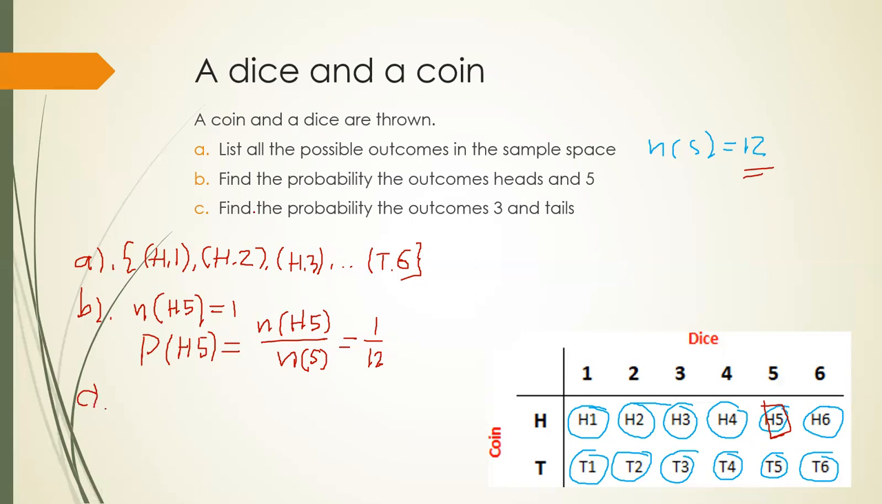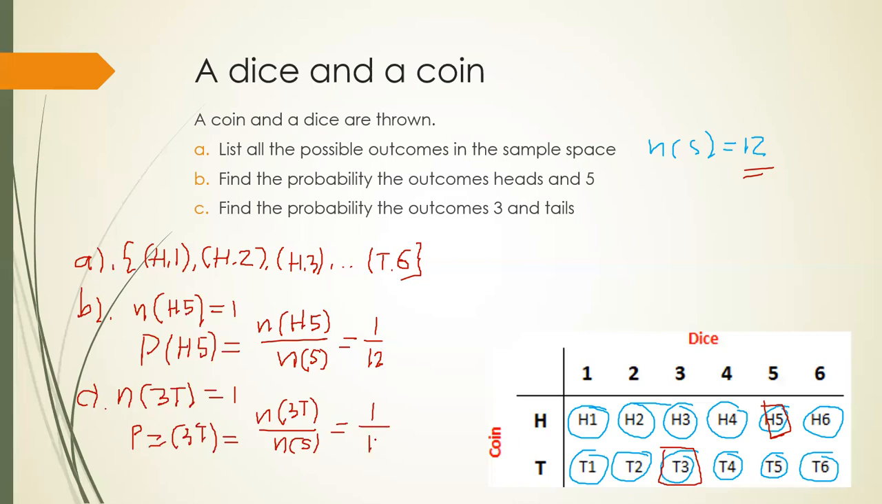Now C, find the probability the outcomes are 3 and tails. 3 and tails, it's one, only one. So N(3 and tails) is 1. So the probability of 3 and tails equals N(3 and tails) over N(S) equals 1 over 12.